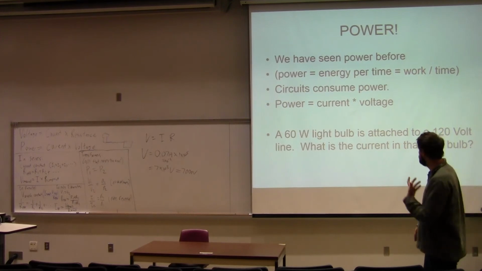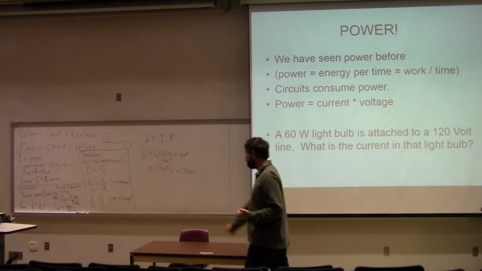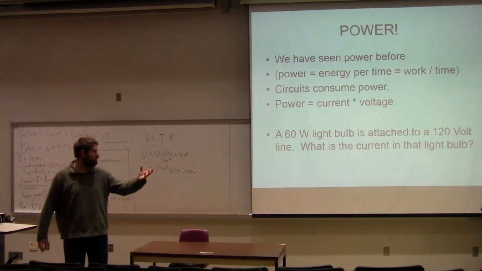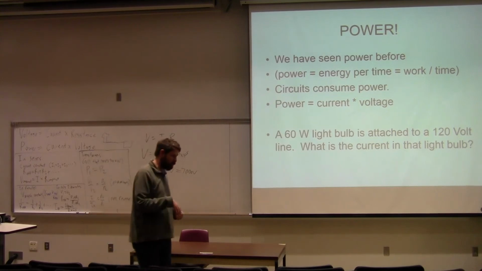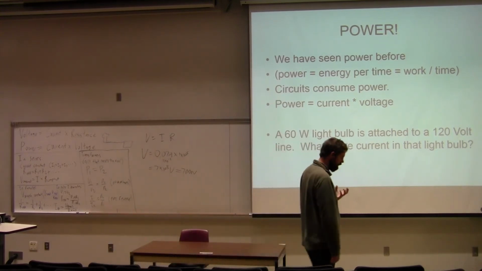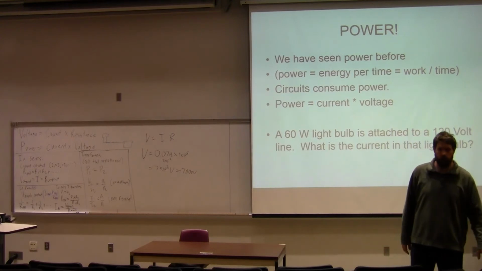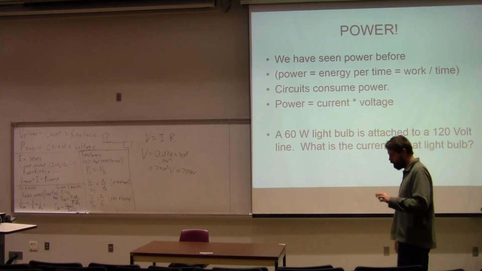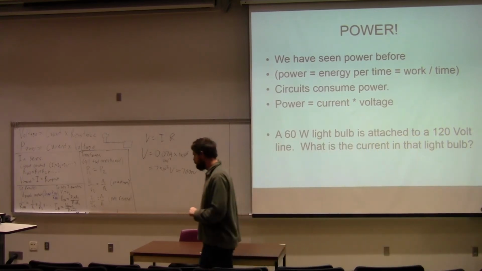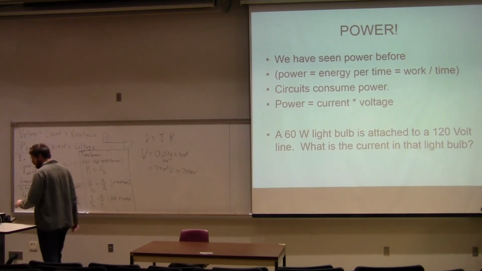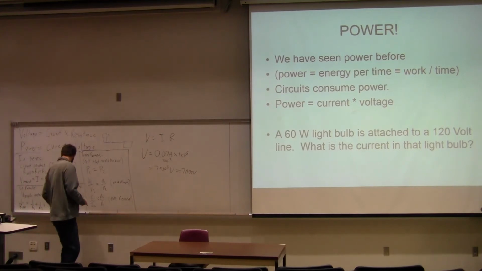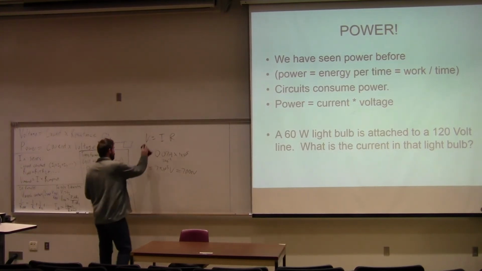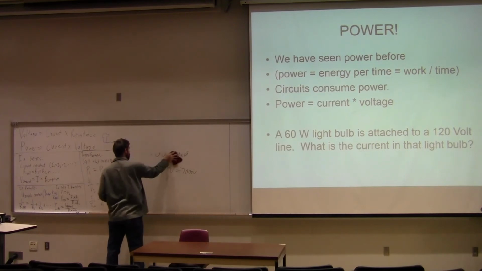But power also equals current times voltage. Suppose our 60 watt light bulb was attached to a 120 volt line, which is the typical voltage in your household. There's 120 volts and 220 volts. You use 220 volts for large appliances such as the refrigerator and the stove, but most of the wall outlets are for 120 volts. So suppose you have a 120 volt line and put a 60 watt light bulb on it. What's the current going through that particular light bulb? I'll give you a little bit of time to work on this while I erase the board from the last question.